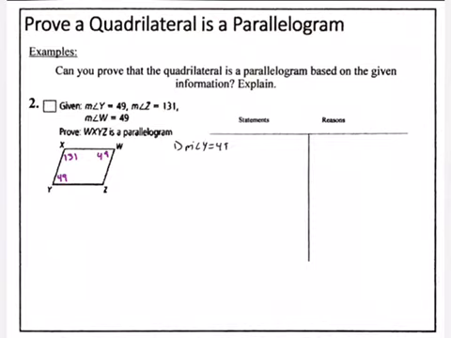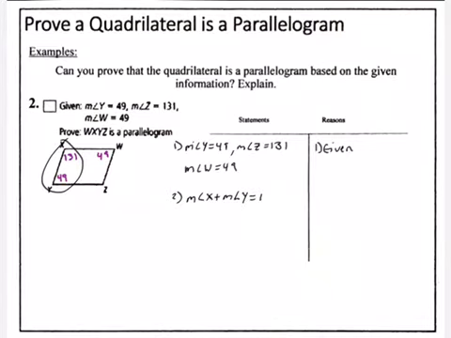Angle Y equals 49. Measure of angle Z equals 131. Measure of angle W equals 49. And that's our given step. From there, we should recognize that if we add up these two angles, so in this case, the measure of angle X plus the measure of angle Y, it's going to equal 180. We should also recognize that if we add up these two angles, so the measure of angle X plus the measure of angle W, it's also going to equal 180. And we know this because of angle addition.